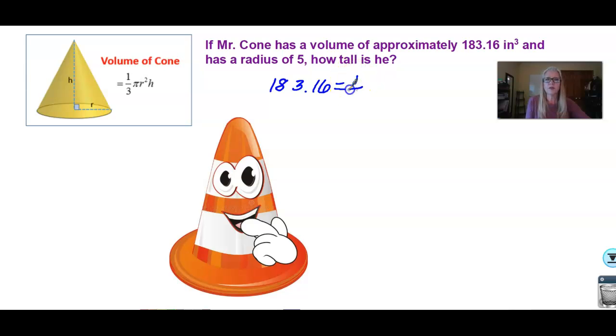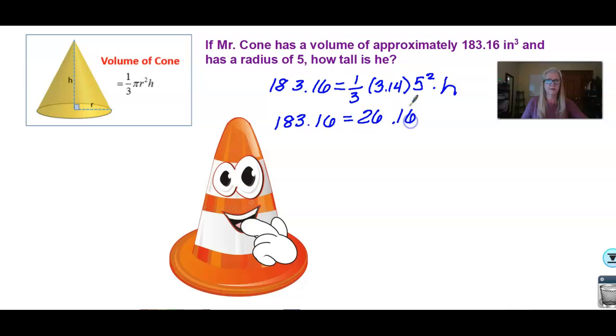So we are going to use the 1/3 that we always use. We are going to use 3.14 for pi. And the radius is 5, so that would be 5 squared. And times h, because that's the thing we don't know. Okay, so what we're going to do then is go ahead and multiply all these numbers together. The 1/3 times the 3.14 times 5 squared, and we get 26.16.